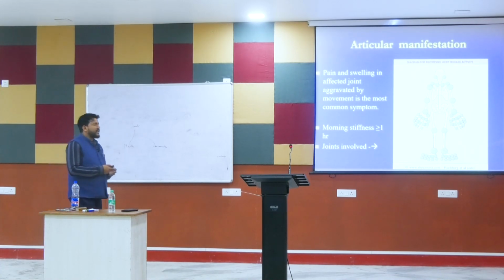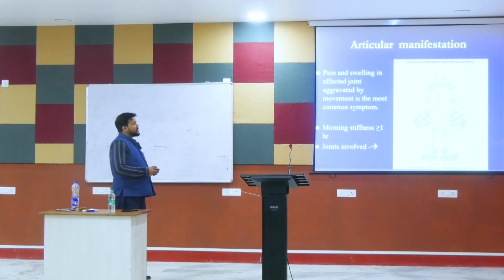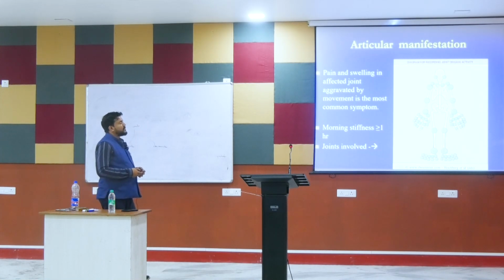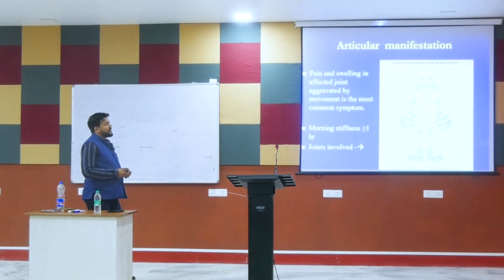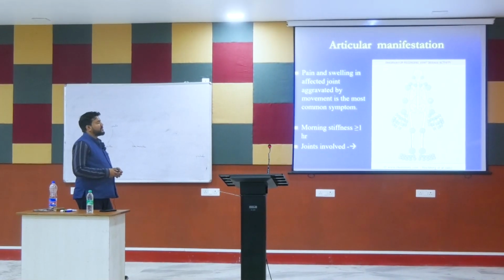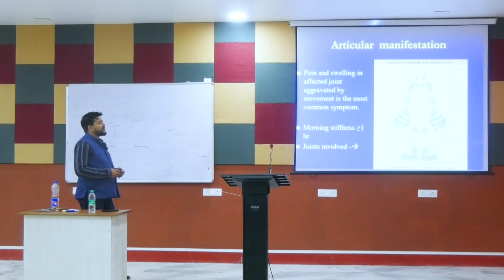TM joint, temporomandibular joint. This one sternoclavicular, this one acromioclavicular, this one shoulder joint, then elbow, wrist, first metacarpophalangeal. These are second, third, fourth or fifth metacarpophalangeal joints. These are proximal interphalangeal joint and a distal interphalangeal joint.